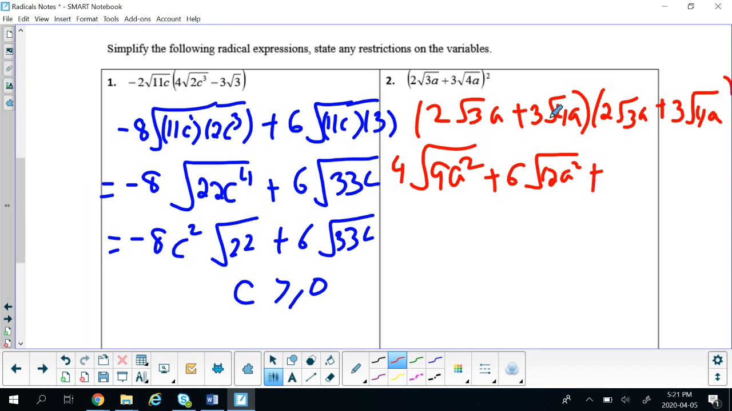plus, now we multiply 3 square root of 4a with the 2 square root of 3a. So 3 times 2 is 6, and inside our root, we're going to multiply the radicands. So 4 times 3 is 12, 12a squared, plus, now we're going to multiply 3 square root of 4a with the 3 square root of 4a. So 3 times 3 is 9, and square root of 4a multiplied by square root of 4a becomes 4a. So it becomes 9 times 4a, that is 36a.